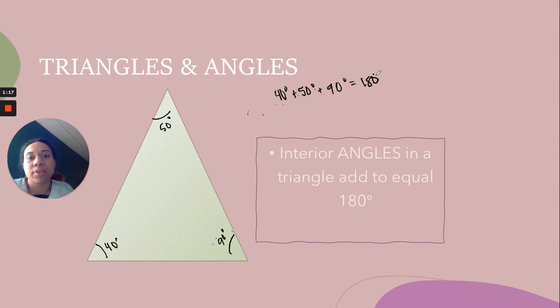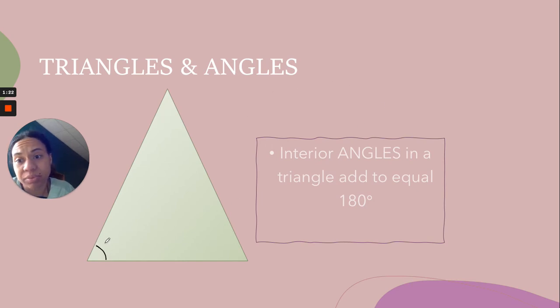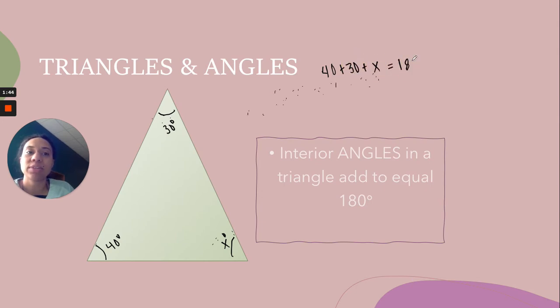But what if you had a missing angle? What would you do? So it says this is 40 degrees, this is 30 degrees, but I don't know what this angle is. How would I figure it out? Well, if I know they all add up to 180 degrees, I know that 40 plus 30 plus this mysterious x will equal 180 degrees. Some of you are already thinking in your head, just add 40 and 30 and subtract it from 180. Absolutely. I'm just showing the algebraic reasoning behind that.